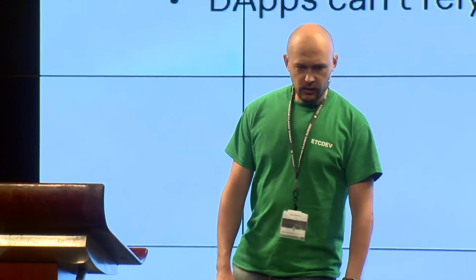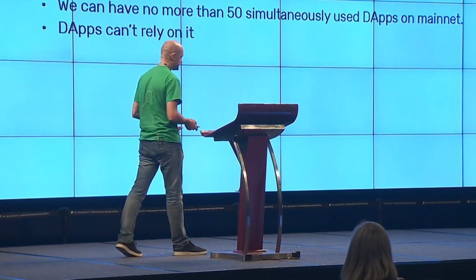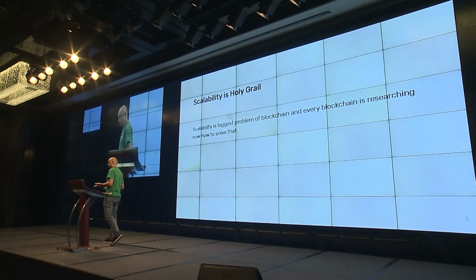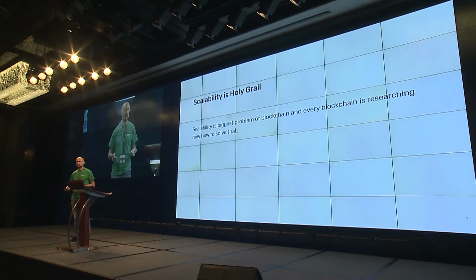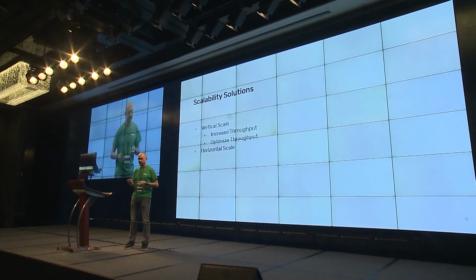How many websites do we have? I think millions, tens of millions. If you're building a blockchain for people, it shouldn't be limited to 50 applications, right? So yeah, we can't use mainnet in its current state for building apps. It's too limited for that. And the problem of scalability is the biggest problem everyone is trying to solve at this moment. All blockchains and a lot of researchers, many solutions.